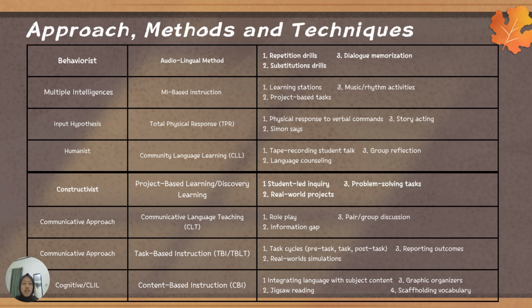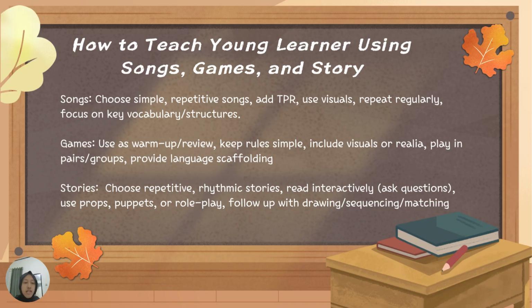And then the next is how to teach young learners using songs, games, and stories. For songs, we can choose simple songs. For example, a song about fruits, and then for the learning material, we can use visuals, show them how the apple looks like or the banana looks like, and then focus on vocabulary or structures.